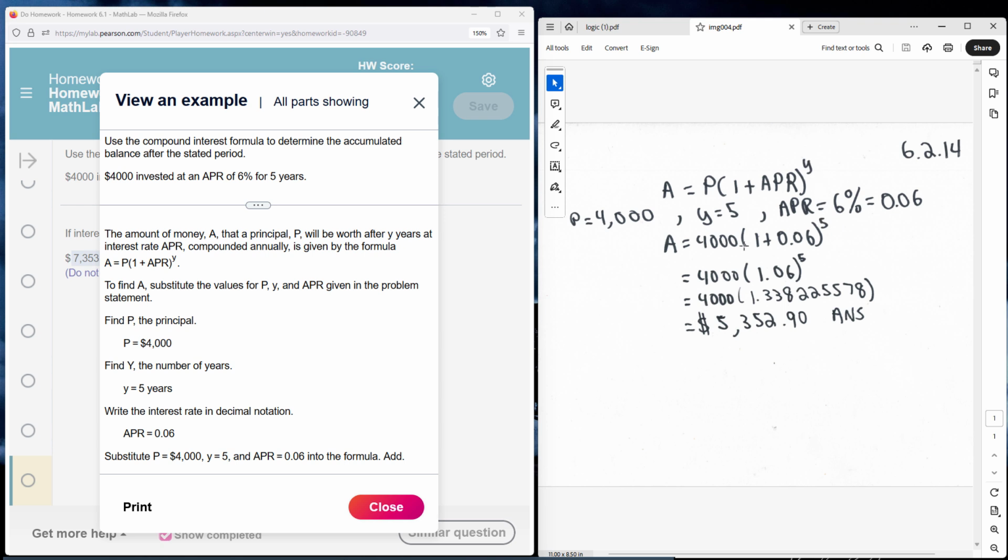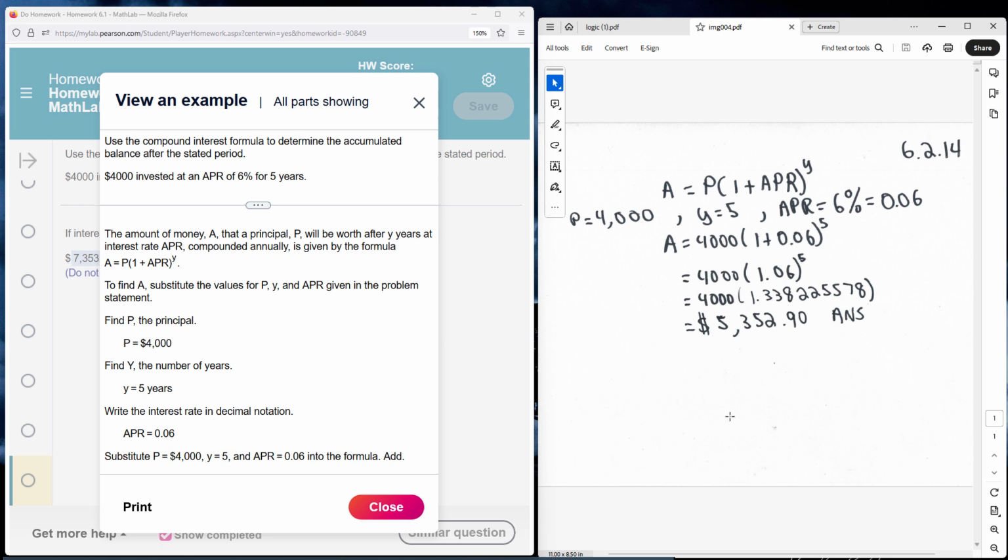Then I simplify it following the order of operations on one side, taking care of what's in the parentheses, adding 1 plus 0.06 raised to the 5th power. I do that, take care of my exponent, and I get this value. Now, when you're dealing with money and you want to be accurate to the nearest penny, you have to go out to about 8 decimal places here, since I have a decimal being raised to a power. Times 4,000 gives me the answer here.